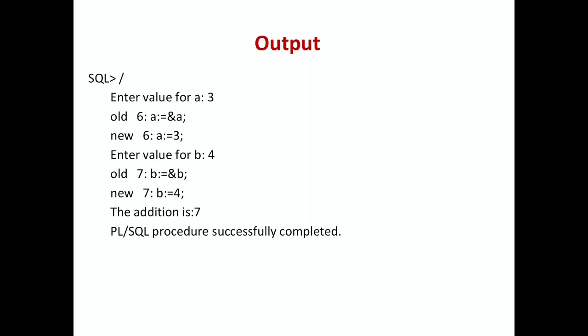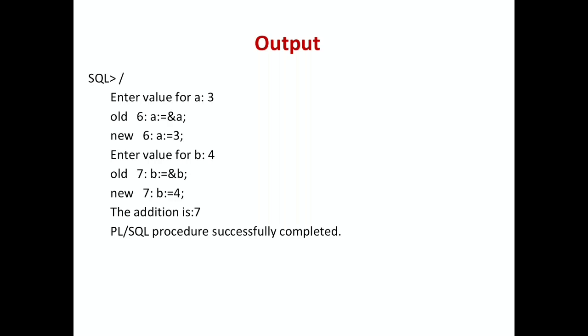Now see how this program will run. Go to the SQL command prompt, and we use slash for running the PLSQL program. Now it will ask enter value for A. Why? Because we have given ampersand A. Then we enter the value 3. Now it will display old 6, meaning the previous program was there and the old value was 6. So it displays like this. Now what is the new value? My entered value is 3, so A equals 3. Then enter value for B, it is 4. The old value was 7 and the new value is 4.